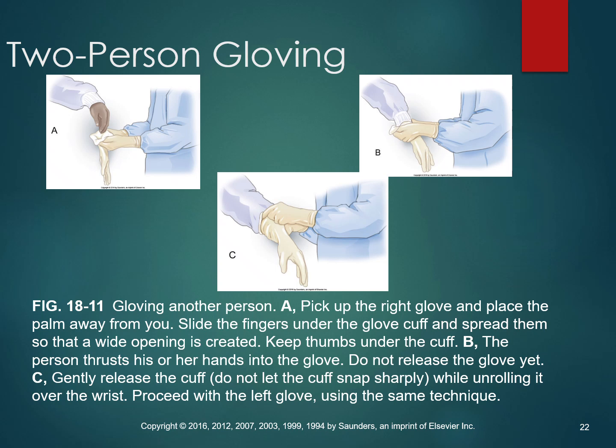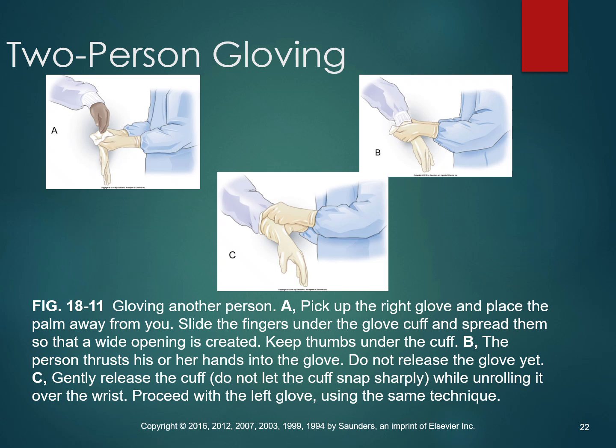Two-person gloving, so gloving another person. Once again, you can see there's a person who is already sterile in a sterile gown, sterile gloves. They're going to now help. This could be the doctor, for example, putting his or her hand into the glove. So in A, you're going to pick up the right glove and place the palm away from you. Slide the fingers under the glove cuff and spread them so that a wide opening is created. So you're going to open up the glove. You're going to allow the doctor to push his or her hand right into the glove.